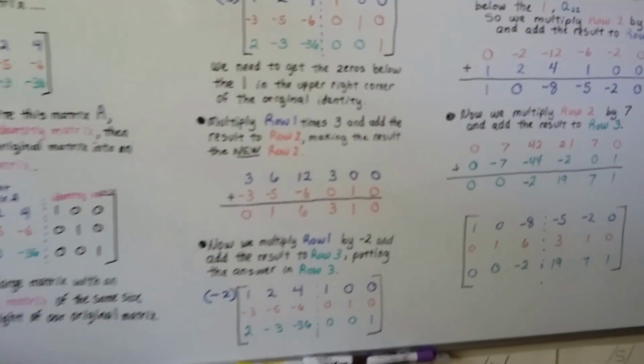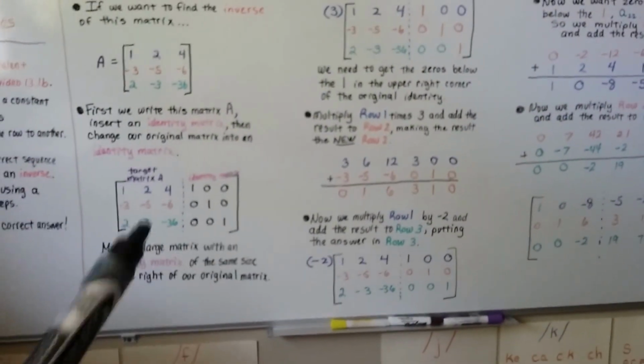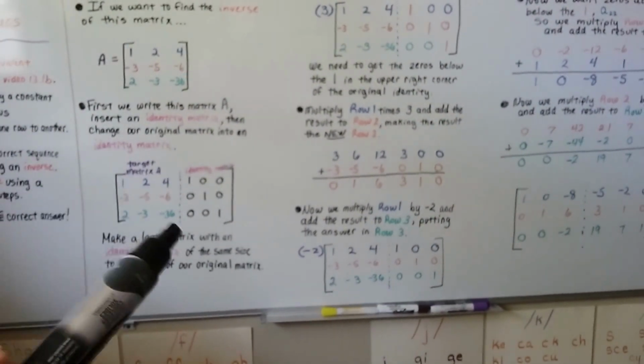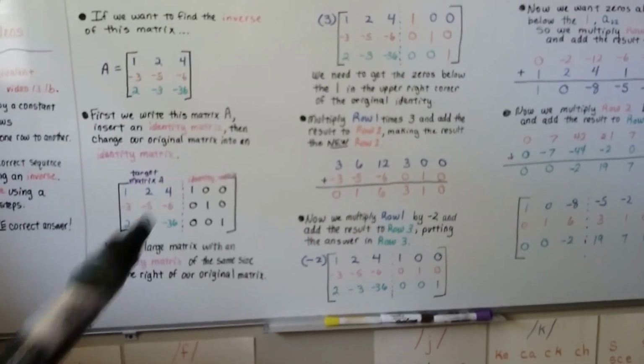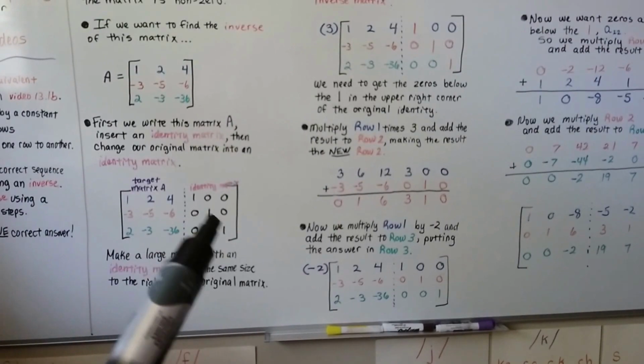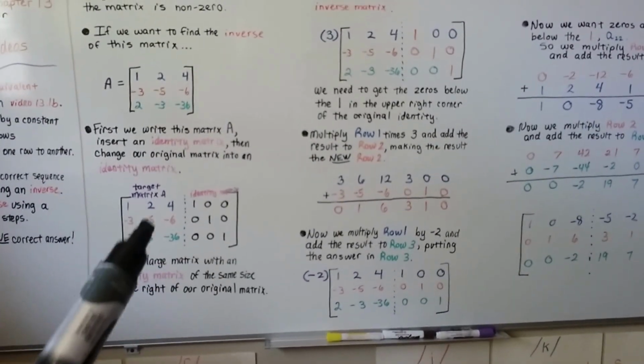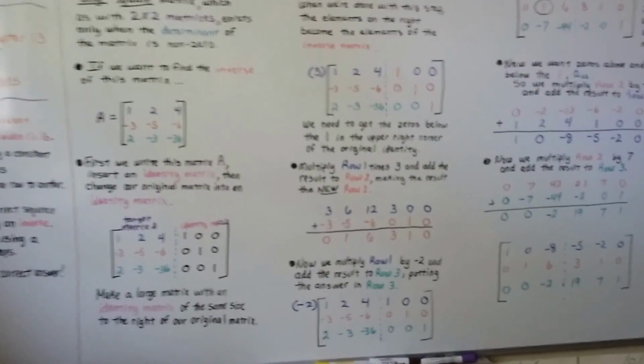So just remember your goal. Your goal is to write one big matrix and slowly turn these into ones on the diagonal and zeros above and below it, and change it into the inverse on this side and identity on that side, okay?